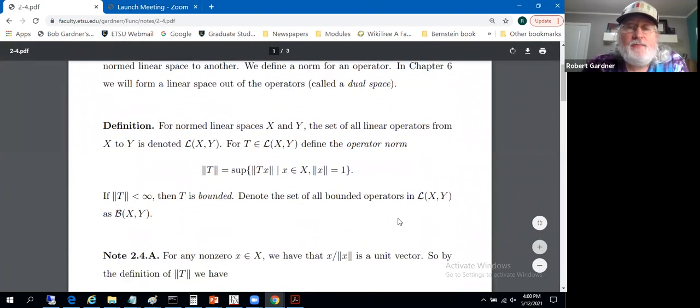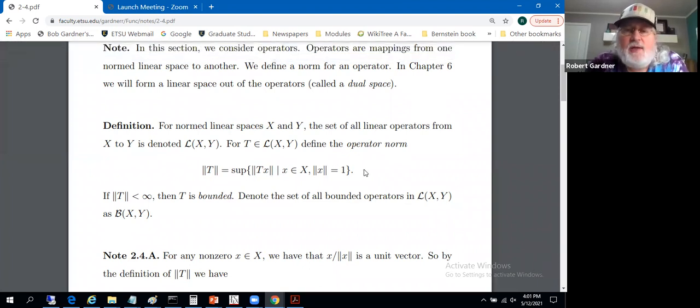Okay. So we're defining the operator norm, the norm of T, T being a linear operator, to be the supremum over all vectors in space X such that the norm of X equals 1. So as X ranges over those possible vectors, we're taking the supremum of the norm of T of X. Okay, now let's unwrap what's going on here.